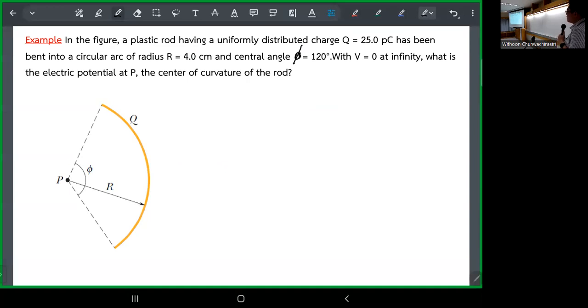Let's set V equal to 0 at infinity. We always like this one because whenever you see this, that is a confirmation that you're supposed to use V equals kq over r. And you're going to see this all the time, because that's the only expression for V that we are going to use in the course anyway. What is the electric potential at P, guys? At the center of the rod.